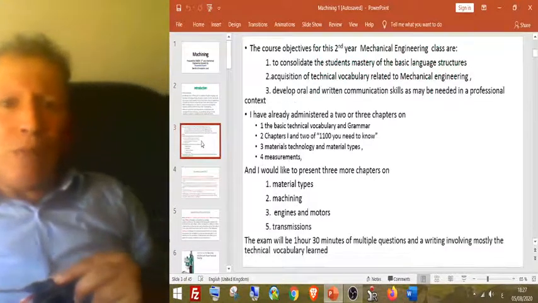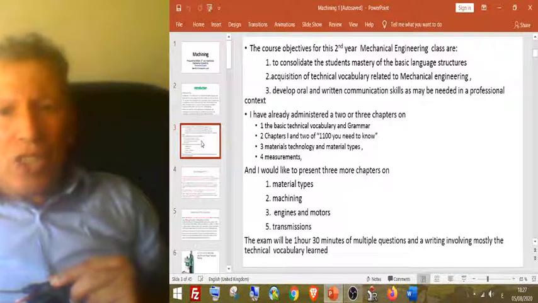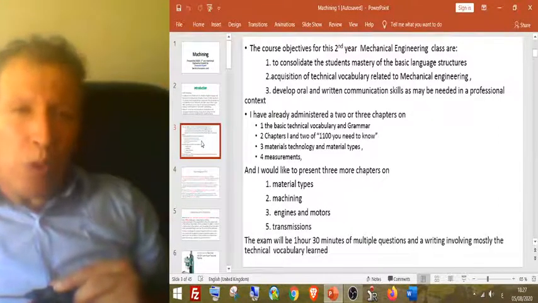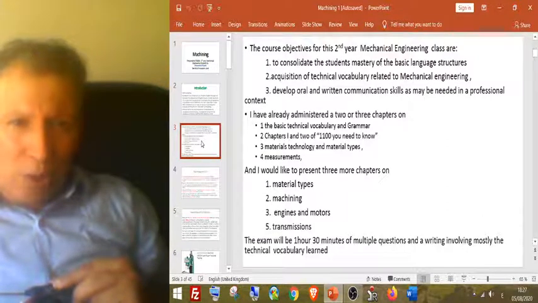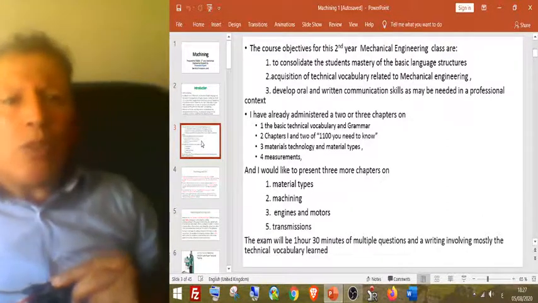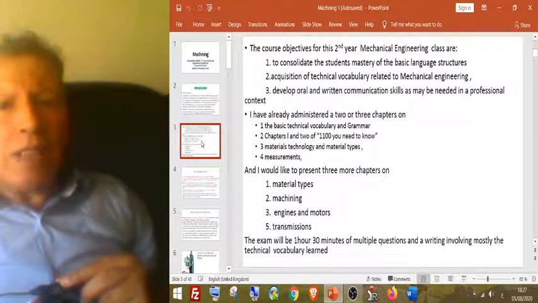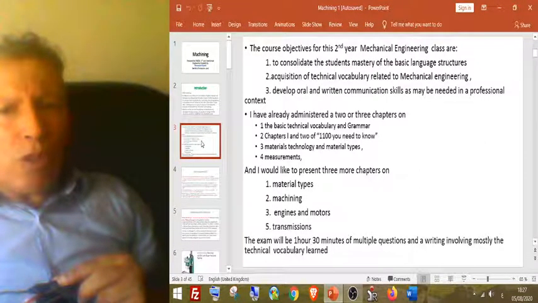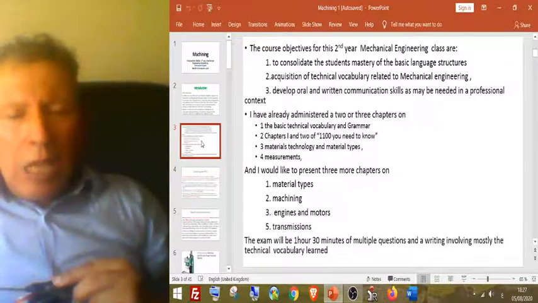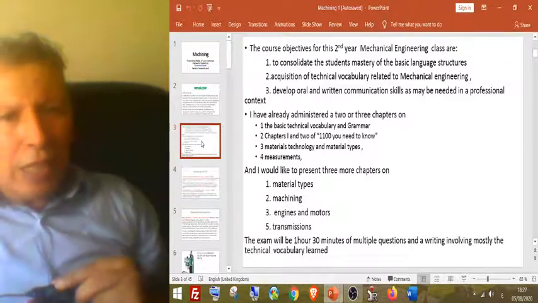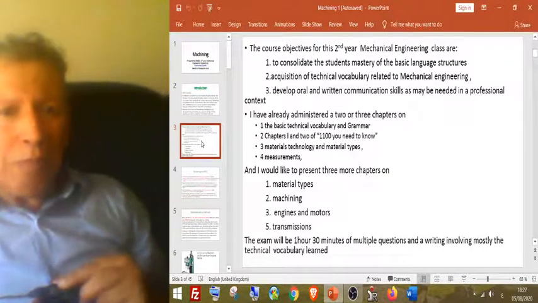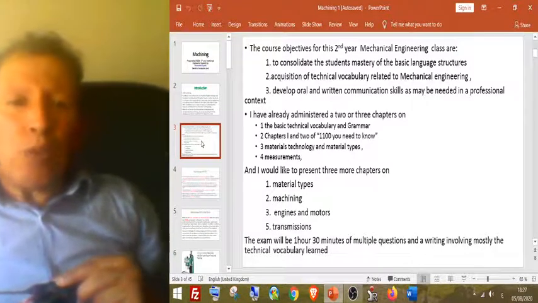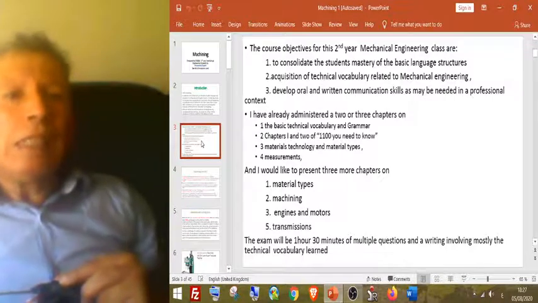The course objectives for the second year mechanical engineering class are the following. We could sum them into 3 points. Number 1, to consolidate the students' mastery of the basic language structures. That means grammar. We have done some grammar previously. I have sent some handouts, and I think that would be more than enough.